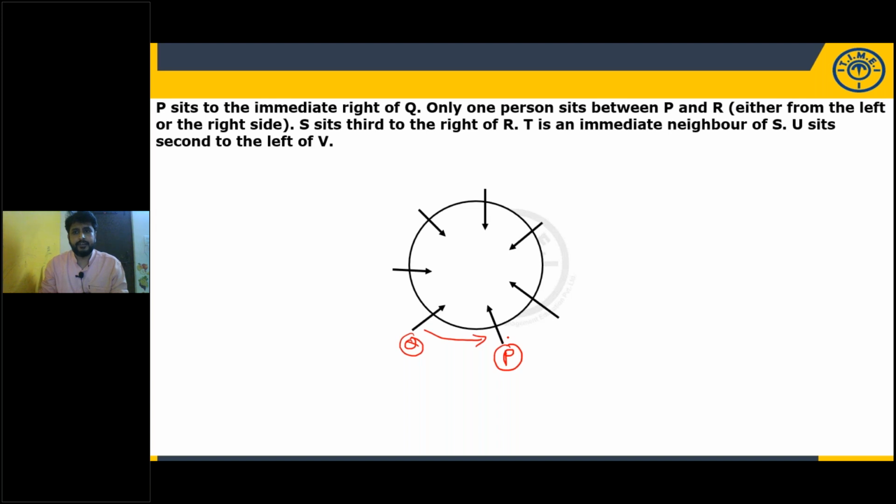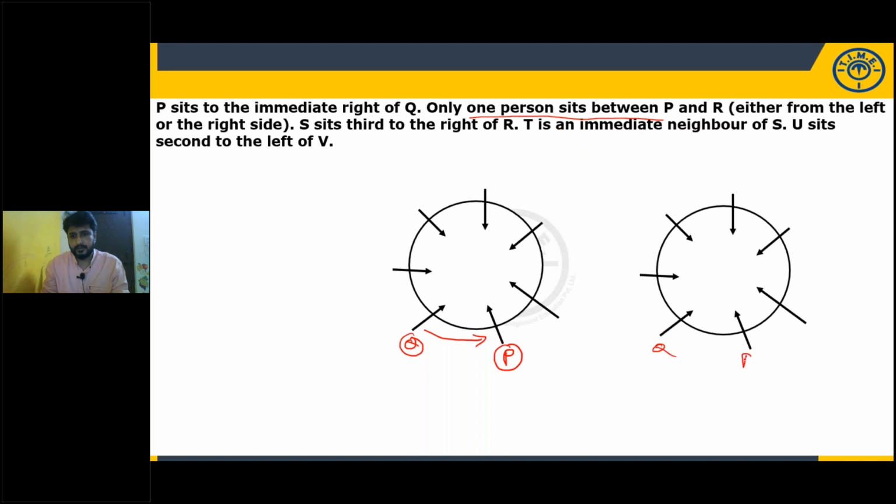Only one person sits between P and R. It is simply mentioned one person between P and R, but they didn't mention whether it is to the left side or to the right side. So we get two possibilities. One is to the left side, one is to the right side. So let me take both the possibilities without wasting much time. QP. In one case I am taking R as immediate left of Q. In the other case I am taking R here, with one person between P and R.